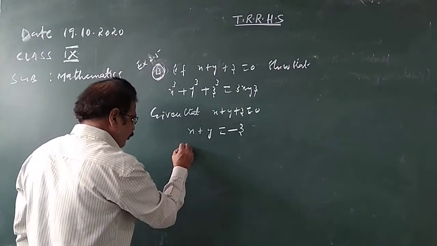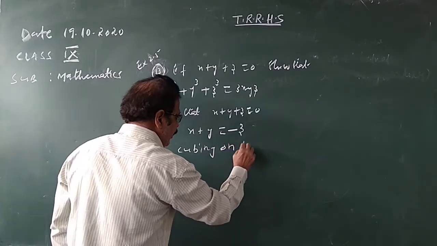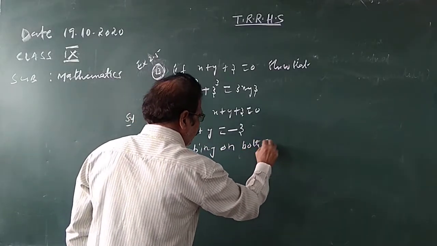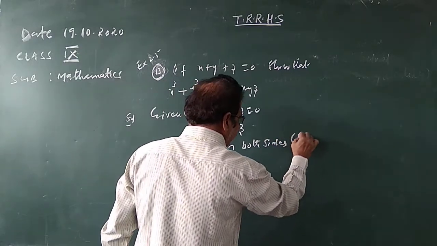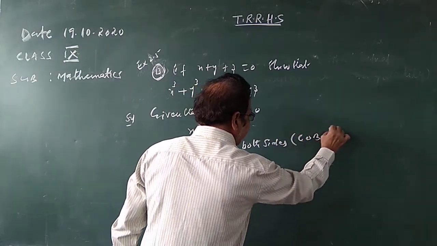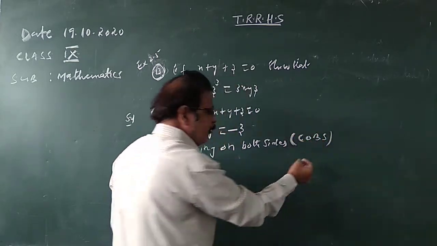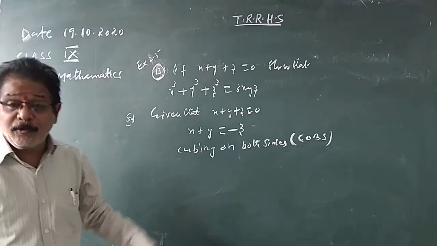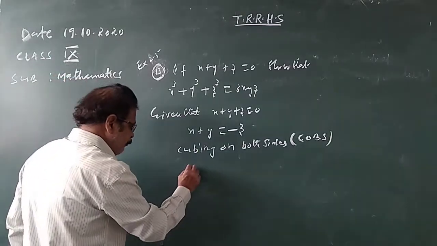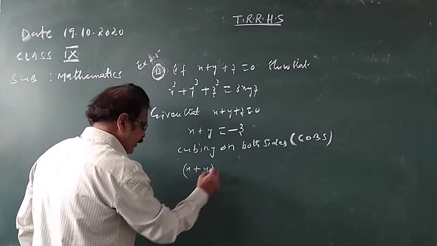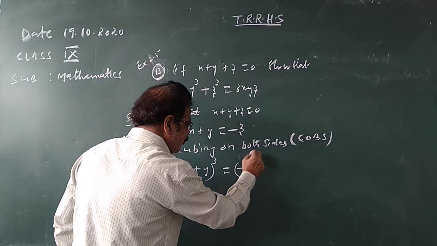So, cubing on both sides. The shortcut abbreviation is COBS, which means cubing on both sides. Cubing means raising the power 3. So x plus y whole cube equal to minus z cube.